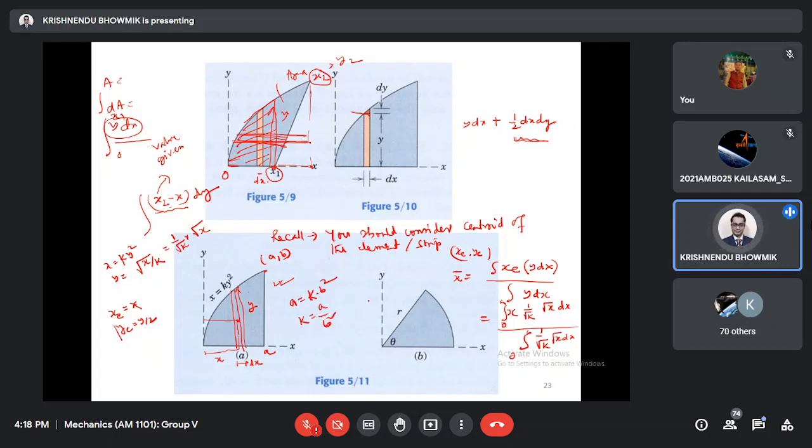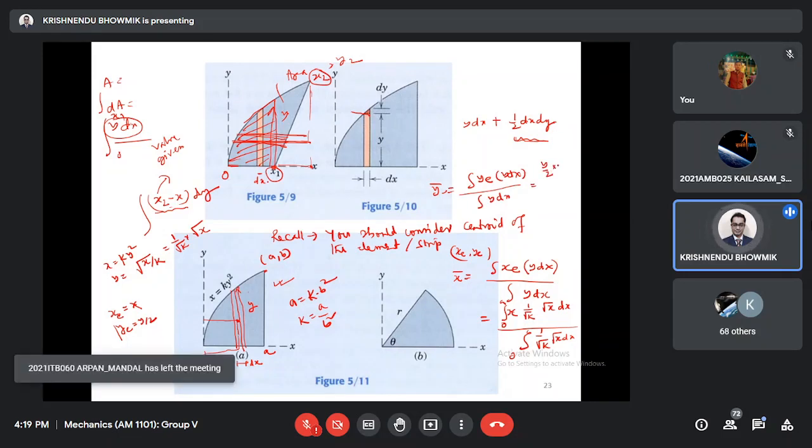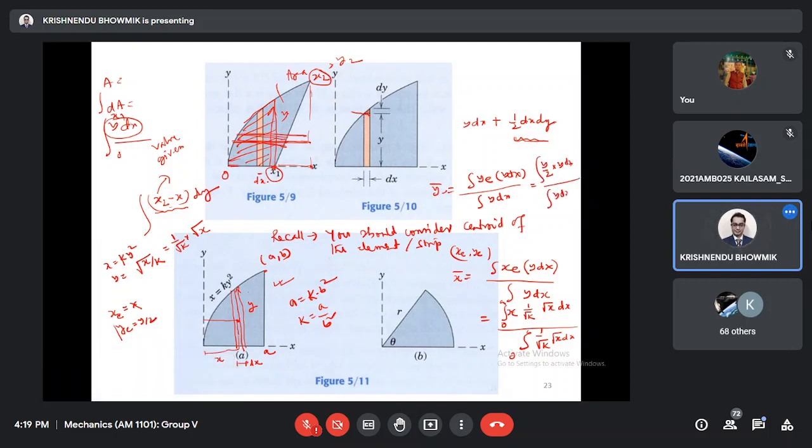Given the value of this AB, say 5, 7 or something, you can easily calculate the value of k. Once you know the value of k, you just have to do the integrations. So this could be one way to calculate x bar. But when you want to calculate y bar, it is ỹ y dx, where ỹ is y by 2, multiplied by y dx integrations.